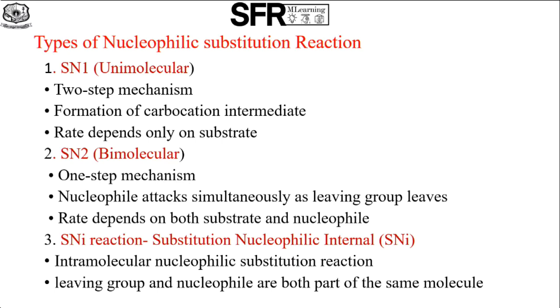Whereas SN2 reaction is a one-step reaction. The nucleophile attacks the substrate and simultaneously the leaving group leaves. So the rate of the reaction depends upon the concentration of the substrate as well as the concentration of the nucleophile. This is a one-step reaction.